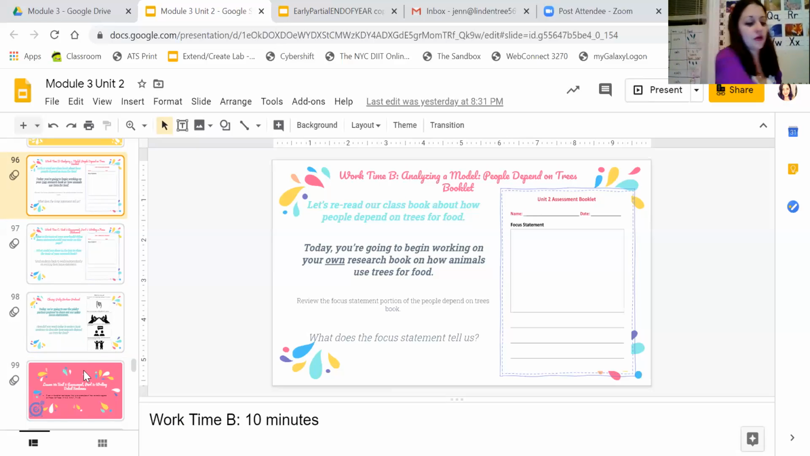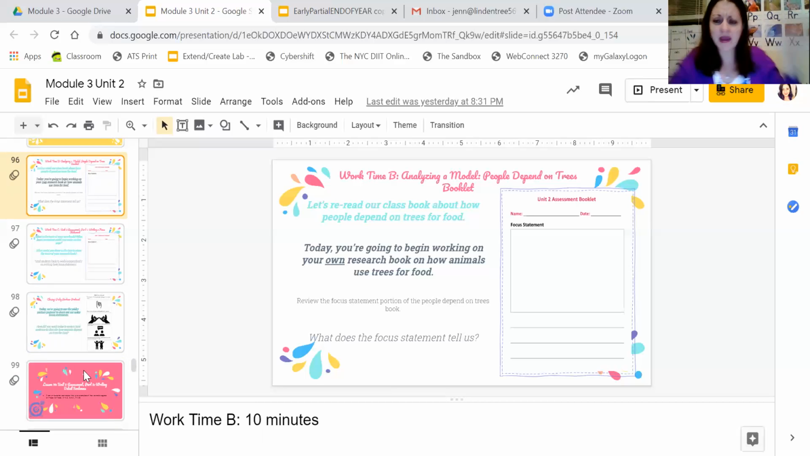Okay, here we go. So on my piece of paper, I am going to have, just like before, a box. And on top, I want you guys, I want your mommies, or even you if you can do it, that would be great. I want you to write focus statement on top, just like this, okay? You're gonna have a box, and then below, you are going to have a few lines to write your focus statement.